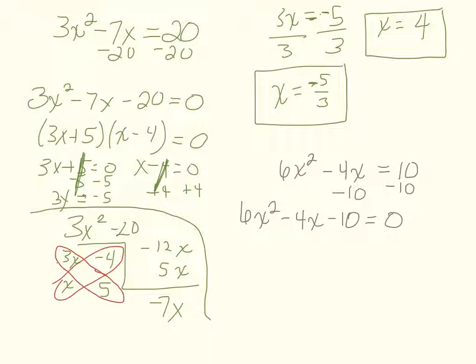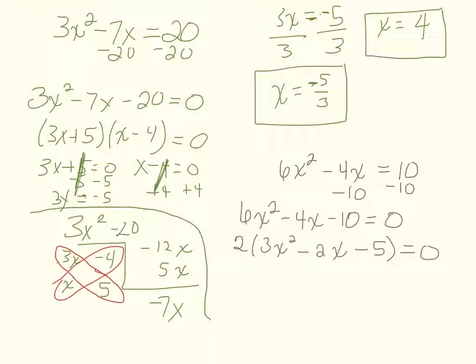So 6, 4, and 10 all have a common factor of 2. So I'm going to factor a 2 out first. So I have 2 times 3x squared minus 2x minus 5.